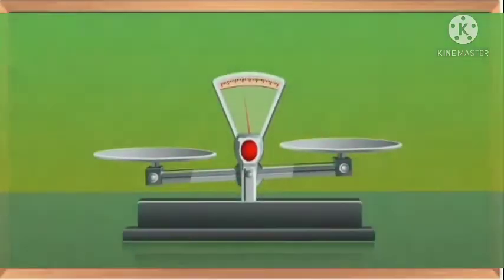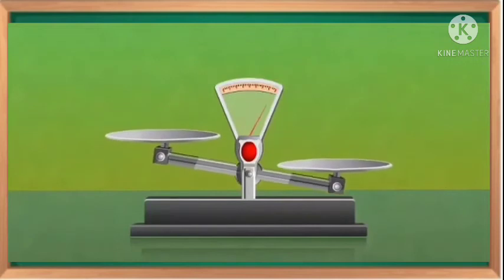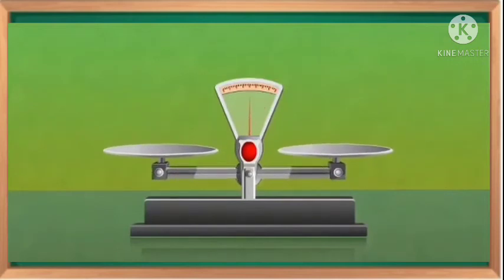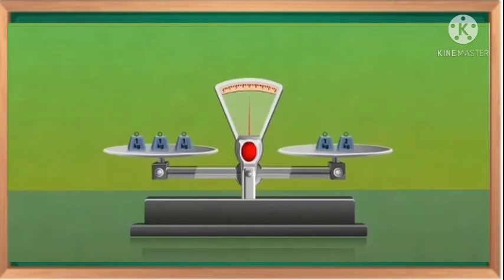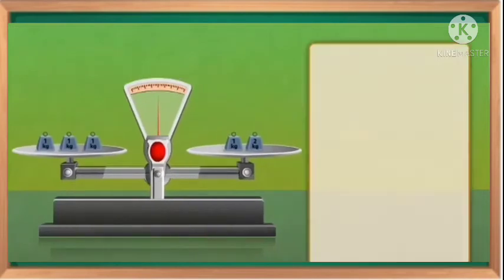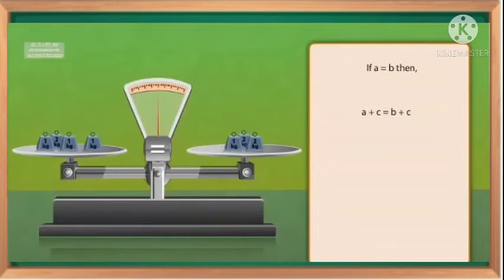You have already learnt about the properties of equality. In this animation, you will learn how to use these properties to balance and solve equations. The two sides of equality can be compared to the two balanced pans of a weighing scale. If we add equal weights to both the pans, we observe that the pans still remain in balance. This explains the addition property of equality.